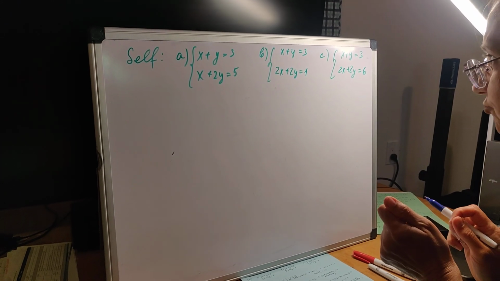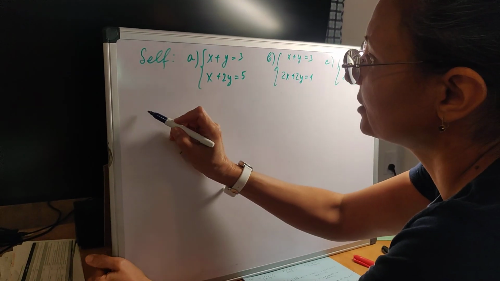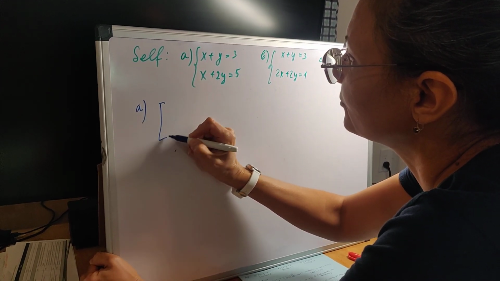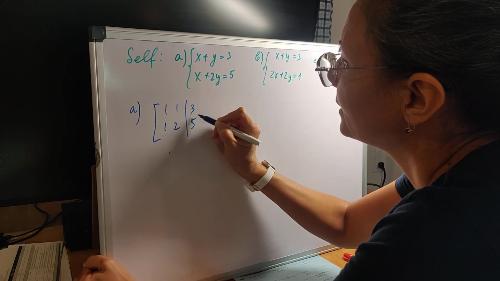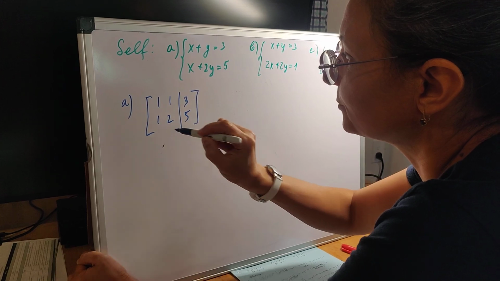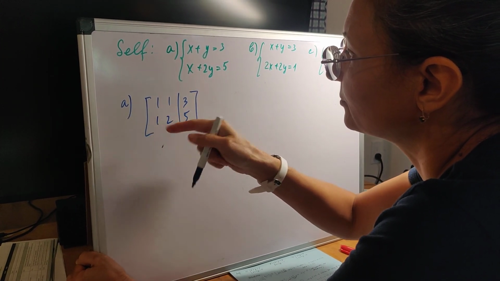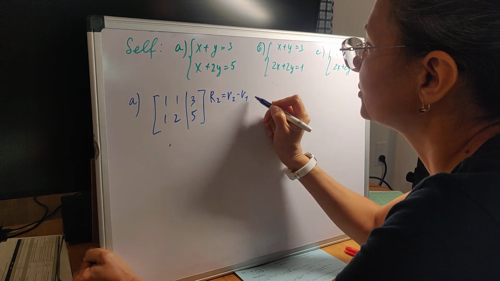Okay, 1, 2, 3, 4, 5. I'm going to start solving problem A. So I'm going to write down the augmented matrix. And, well, because it's just 2 by 2, I'll need to eliminate this 1, right? I'm just going to subtract row number 1 from row number 2. So row number 2 equals row number 2 minus row number 1.